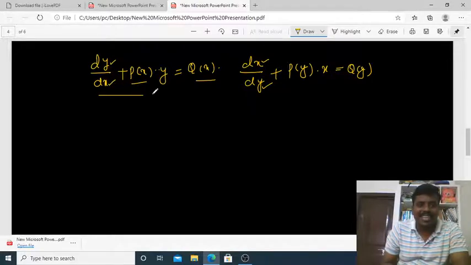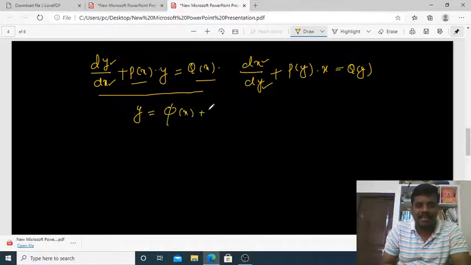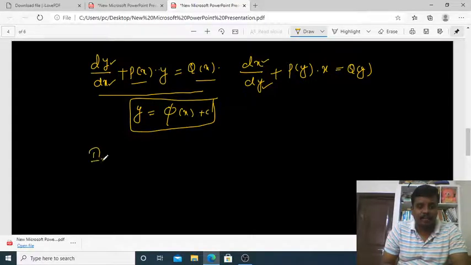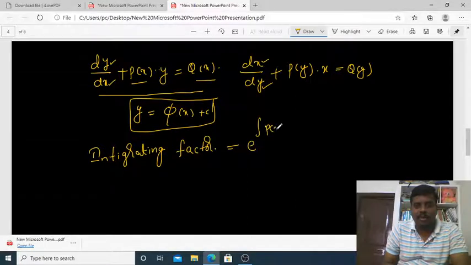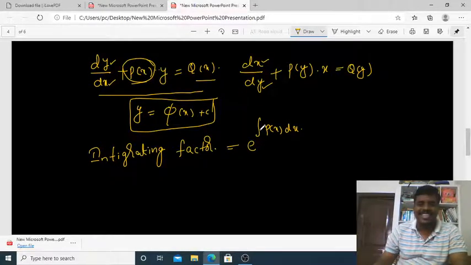So now, in this linear differential equation, the solution is y equals some phi of x plus c. To find this linear differential equation's solution, we have to use an integrating factor. That integrating factor is e to the power integral of p of x dx. Here p of x is there, just take the exponential of the integral of p of x dx.